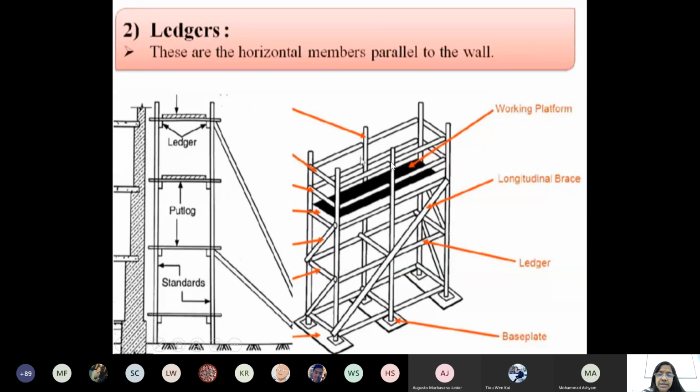These are the standards. These are the ledgers. This horizontal one and the side ones are called ledgers. So the main members, the column-like structures, are called standards, and the columns are connected by ledgers to form a box. It may be a box, or it may be a circle. It may be of any type and shape.